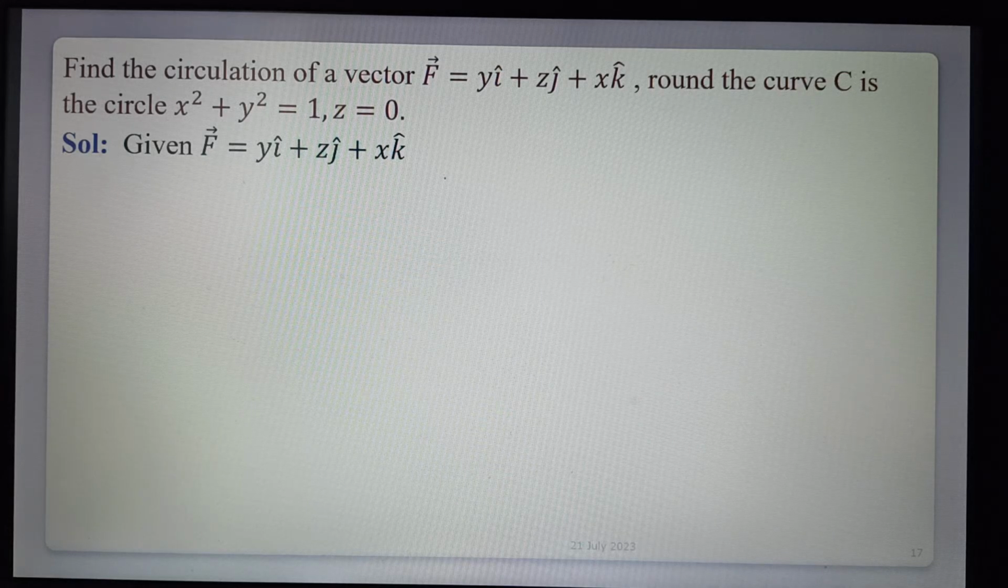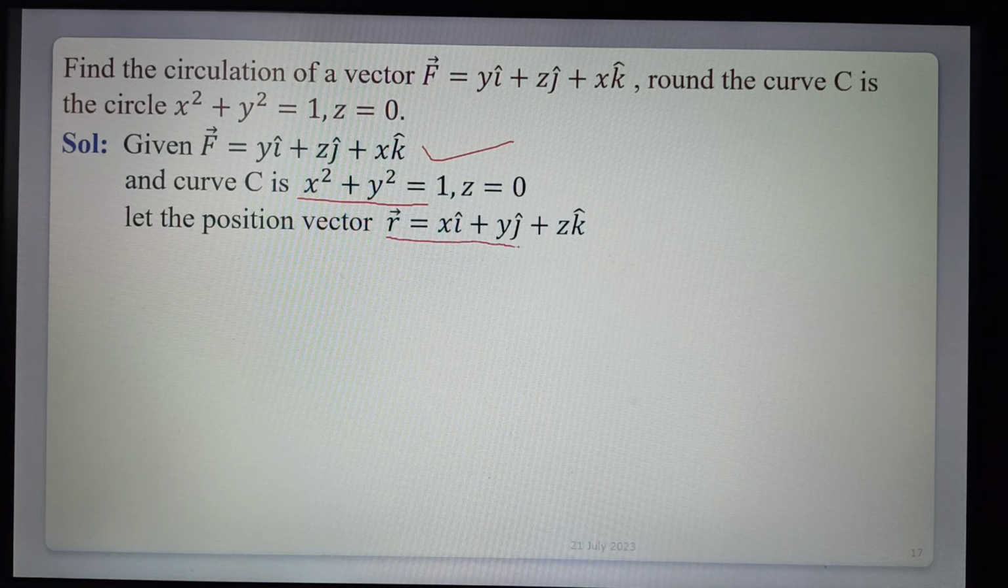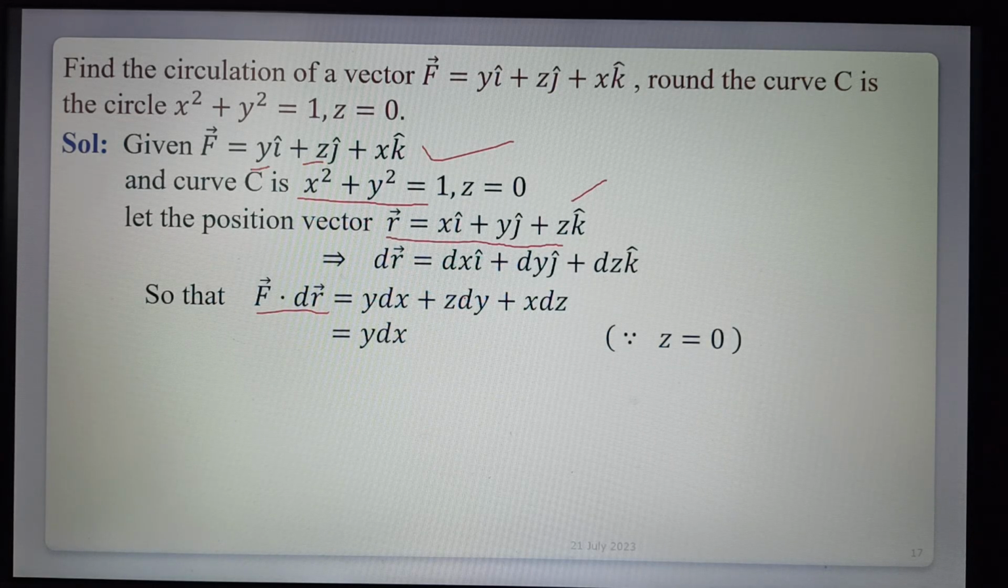So the given vector field is F bar, and the curve is the circle x square plus y square is equal to 1, z is equal to 0 in the xy plane. Then the position vector r bar is equal to xi plus yj plus zk. So z is automatically 0. So dr bar is equal to dx i plus dy j plus dz k. So F bar dot dr bar is equal to y dx plus z dy plus x dz. Since z is equal to 0, the z dy term is 0 and the x dz term is 0. So the circulation, and here the given curve is a circle.